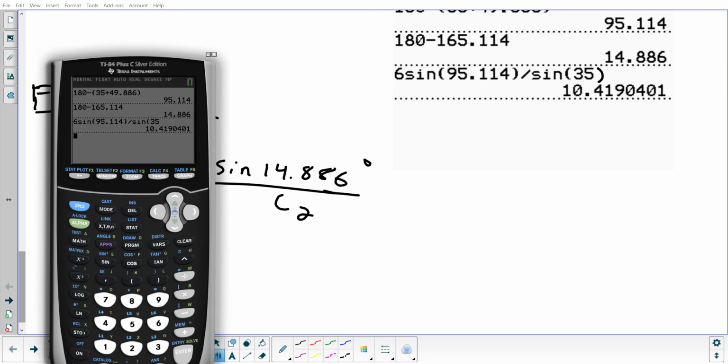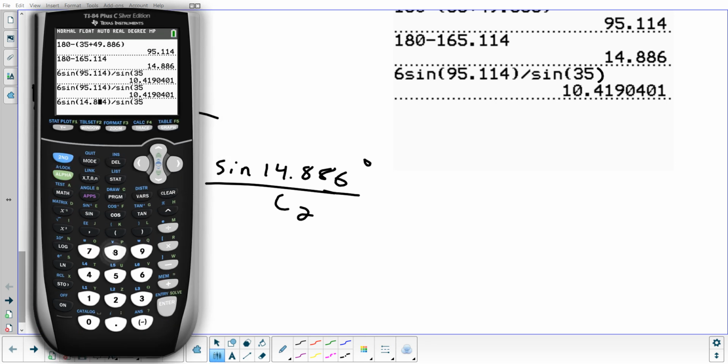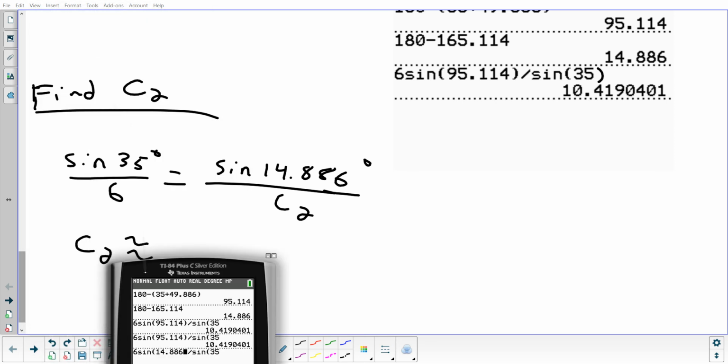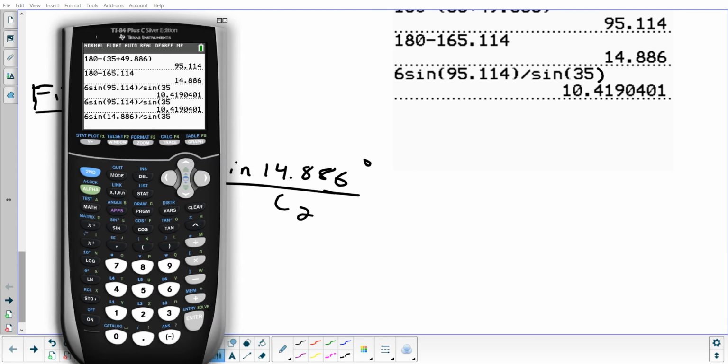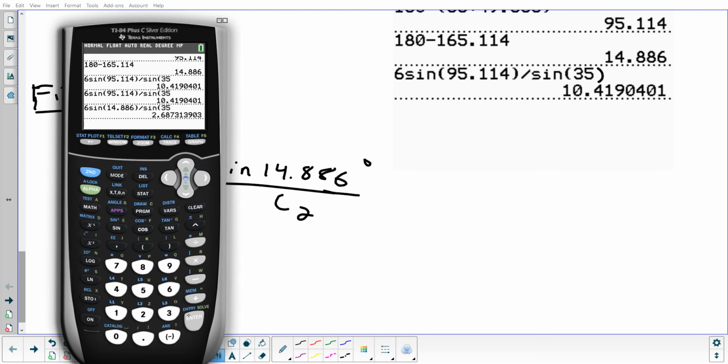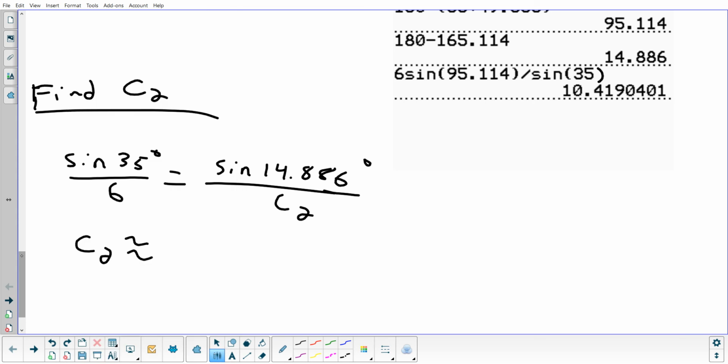6 sine 14.886. In fact, if I just bring up the last thing I typed in, I don't know if this is quicker or not, I just have to change this. 14.886, the divide by sine 35 stays the same. Okay, so 2.687.